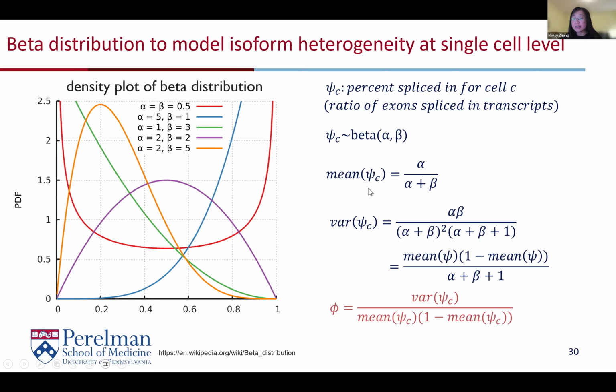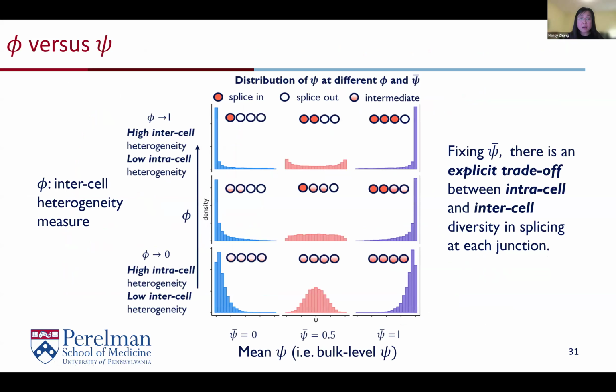So mean of psi is the bulk splicing level, and phi, which is the variance divided by this expected variance, is the dispersion level. And then you can actually estimate, I didn't show you how we estimate it, it's very easy, it's just maximum likelihood. You can estimate psi and phi for every single gene isoform across cells. And then you could plot that, right?